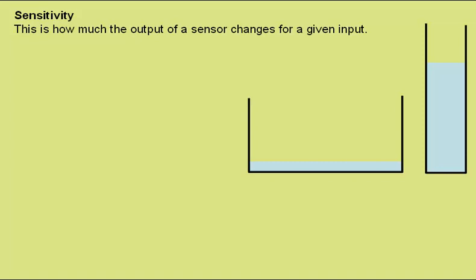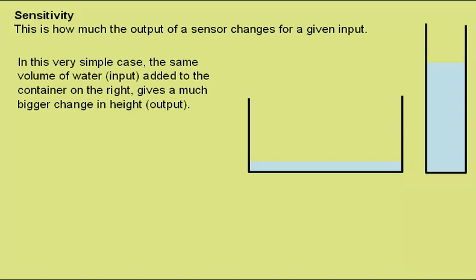Here we have the same volume of water in two different measuring cylinders. In this very simple case, the same volume of water, the input, added to the container on the right, gives a much bigger change in height, which is the output for a measuring cylinder. We can calculate sensitivity as the change in the output divided by the change in the input.